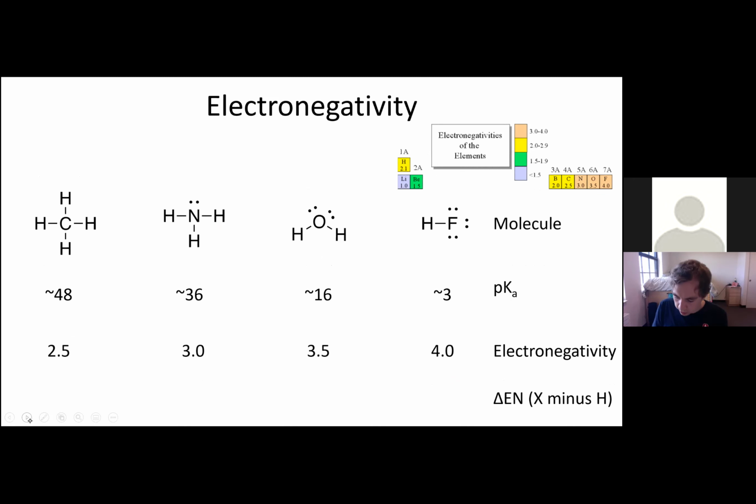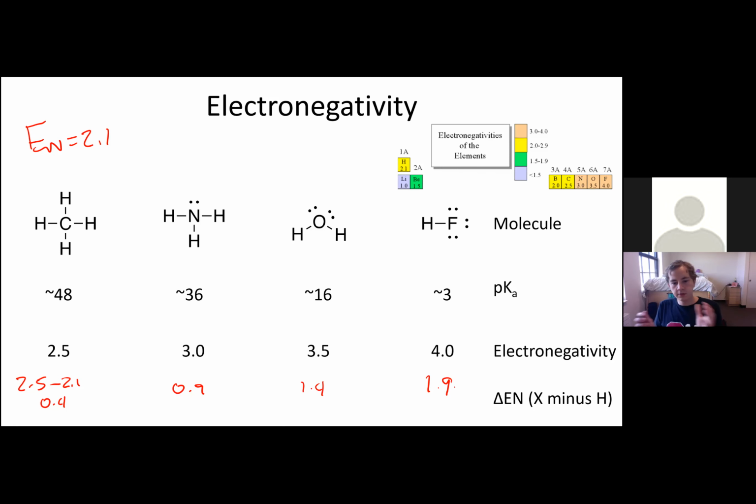So we'll calculate that difference in electronegativity using the electronegativity of hydrogen, which is 2.1. For carbon, we have 2.5 minus that of hydrogen, 2.1, so we have a difference of 0.4. For the nitrogen-hydrogen bond, that's 0.9. For the OH bond, 1.4. And for the hydrogen-fluorine bond, 1.9.